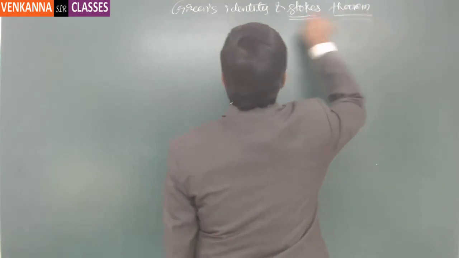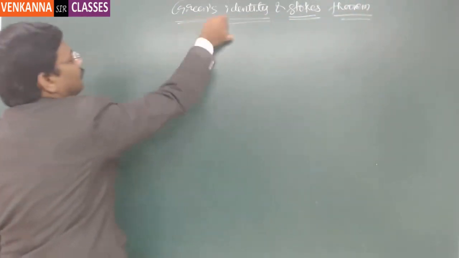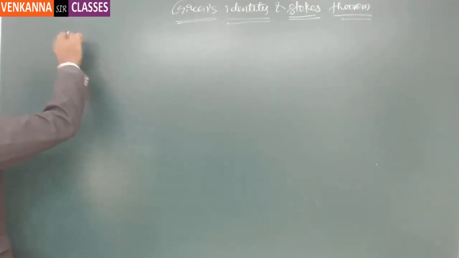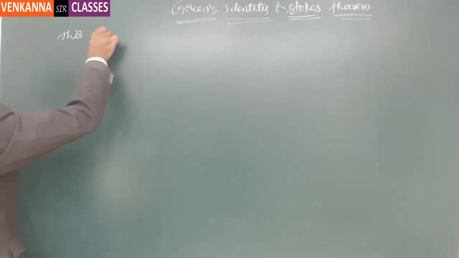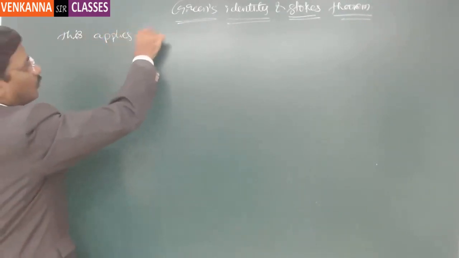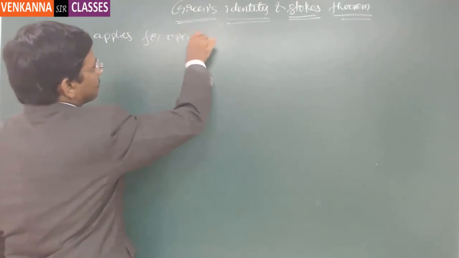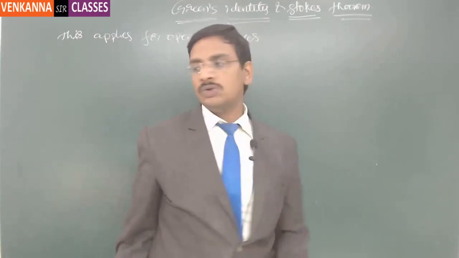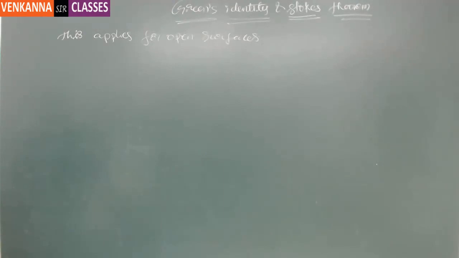So these theorems, both are more or less similar. They apply to open surfaces. The Gauss divergence theorem applies only for the closed surface. Here, if there is a closed contour, then that encloses a certain area. Green's theorem and Stokes theorem talk about open surfaces, not closed surfaces.